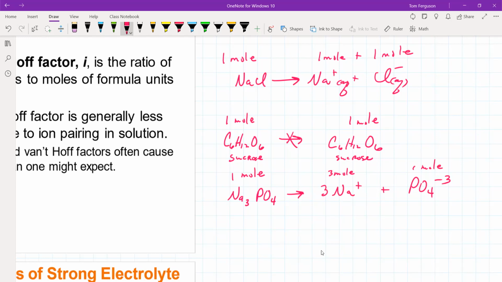So of the 3 chemicals up there, sodium chloride, sucrose, sodium phosphate, which has the most particles? Sodium phosphate, so it's going to have the most effect. It's going to have the most change because it has the most number of particles. And that's the Van Hoff factor.